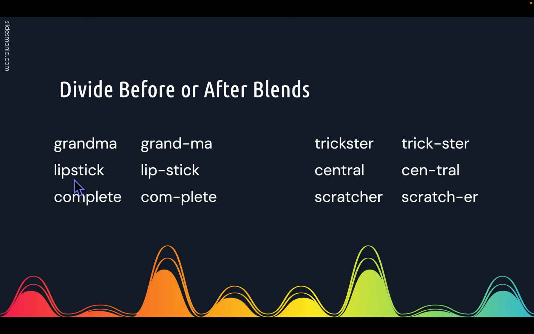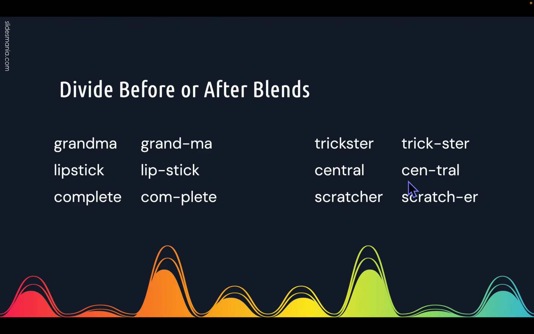Right here, we have 3 consonants. S and T are good friends, so they want to stay together, so we split here. These I's are in the middle of a syllable, so we try the short sound, lipstick. You could also divide this word here between the words lip and stick. Right here, we have 3 consonants. T and R are a blend, so they stay together, so we're going to split here. So we have central.